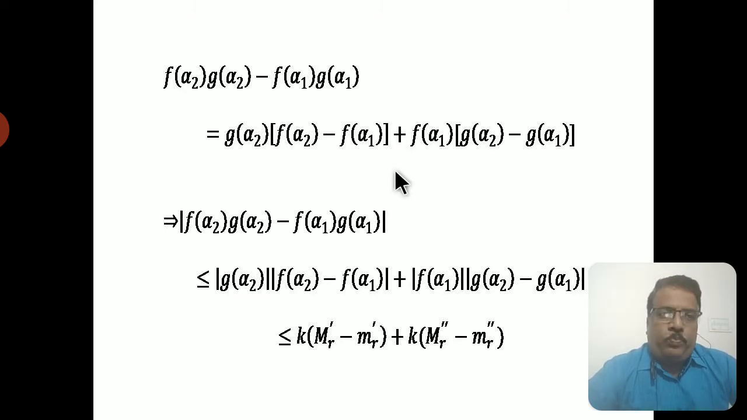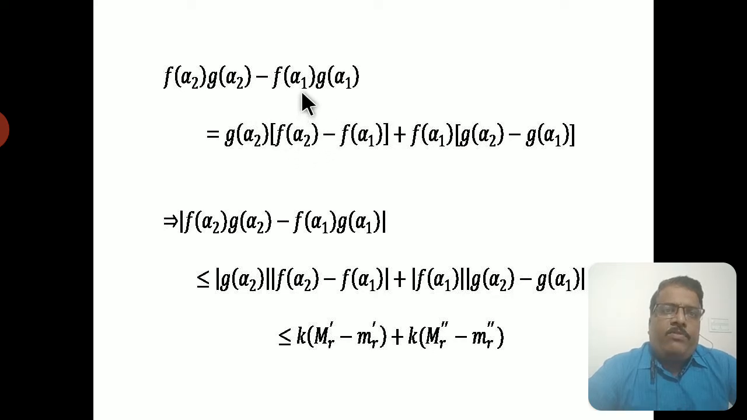Here, in this case, we add f(alpha 1) into g(alpha 2), and immediately we also subtract f(alpha 1) and g(alpha 2), so that the value does not change. Then after adding and subtracting, see here, f(alpha 2) and g(alpha 2), its term is here.